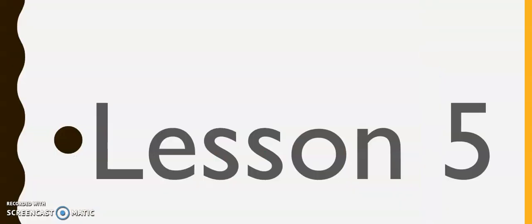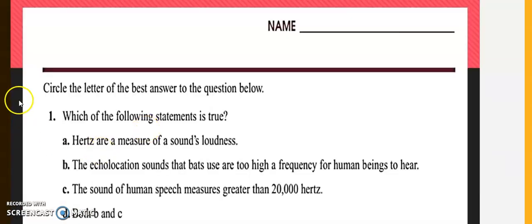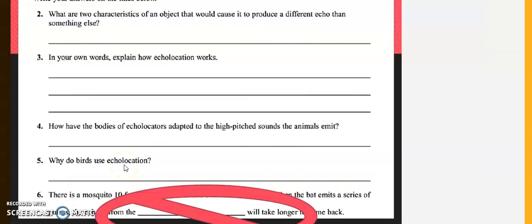So lesson 5 talks about the following statements: hertz is the measure of sound loudness, echolocation, and the nocturnal animals that use echolocation. What are 2 characteristics of an object that will cause it to produce a different echo than something else? In your own words, explain how echolocation works.